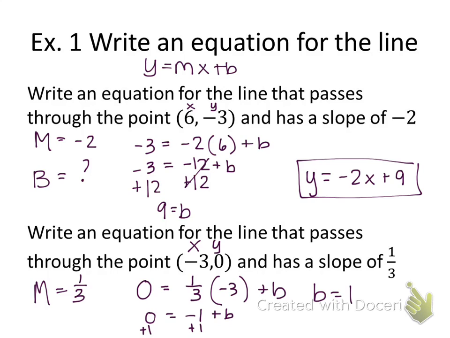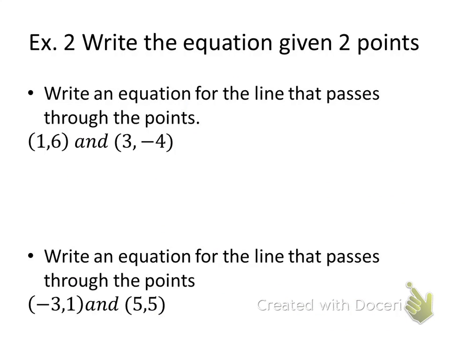Now can I write my final answer? And what is that going to be, Kim? y equals 1/3 x plus 1. Perfect. So then example 2 goes one step farther. It never changes. The two things I have to know in order to write an equation in slope-intercept form are m and b. I'm going to keep asking that because you have to know that.